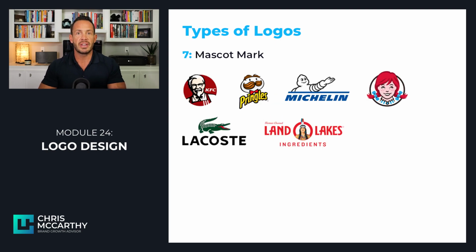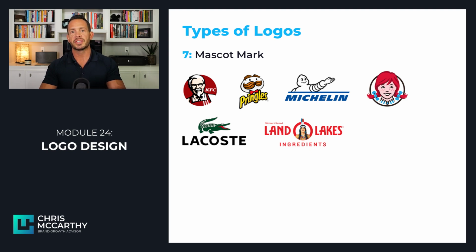Logo type number 7 are mascot marks. These are exactly what they sound like. It's when a brand uses a human figure, animal, or fictional character to portray a personality. Sports teams and food brands often use this type of logo. Some examples of mascot marks include KFC, Pringles, Michelin, Lacoste, Wendy's, and Land O'Lakes.